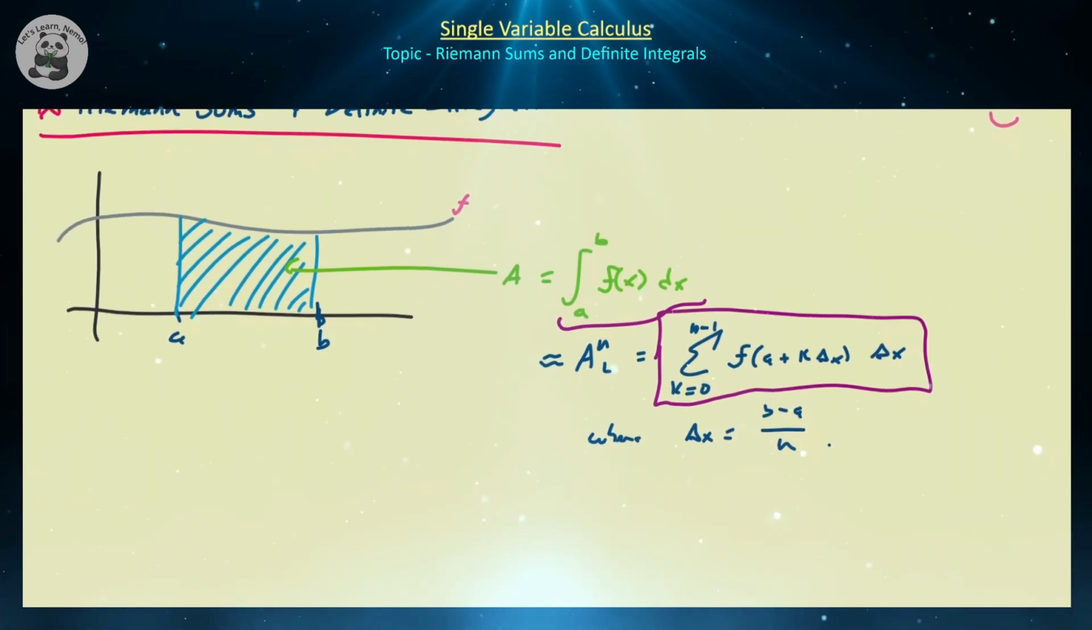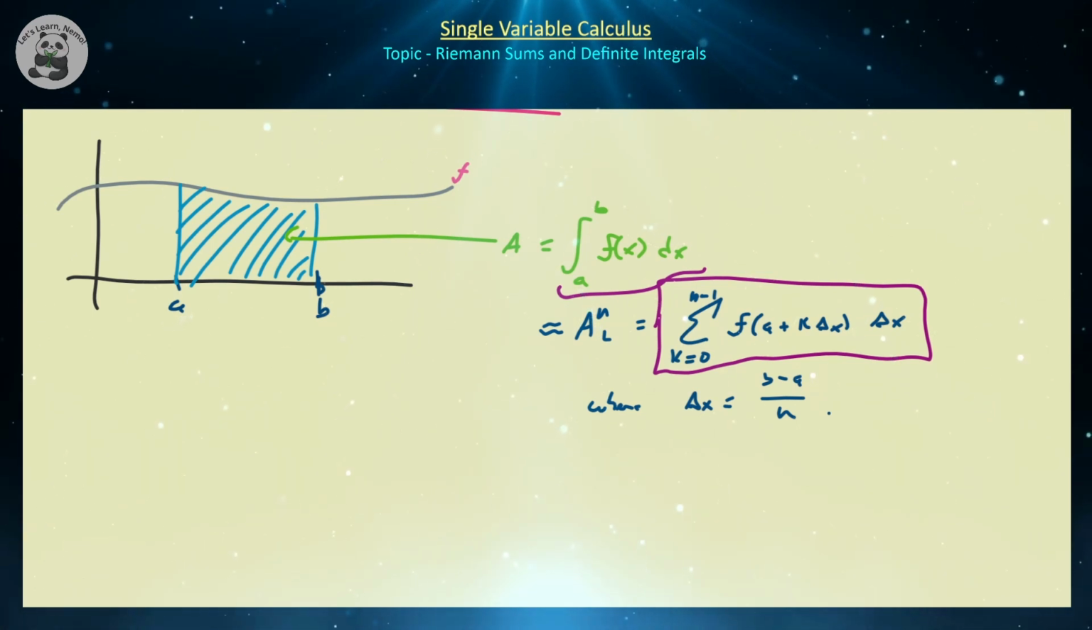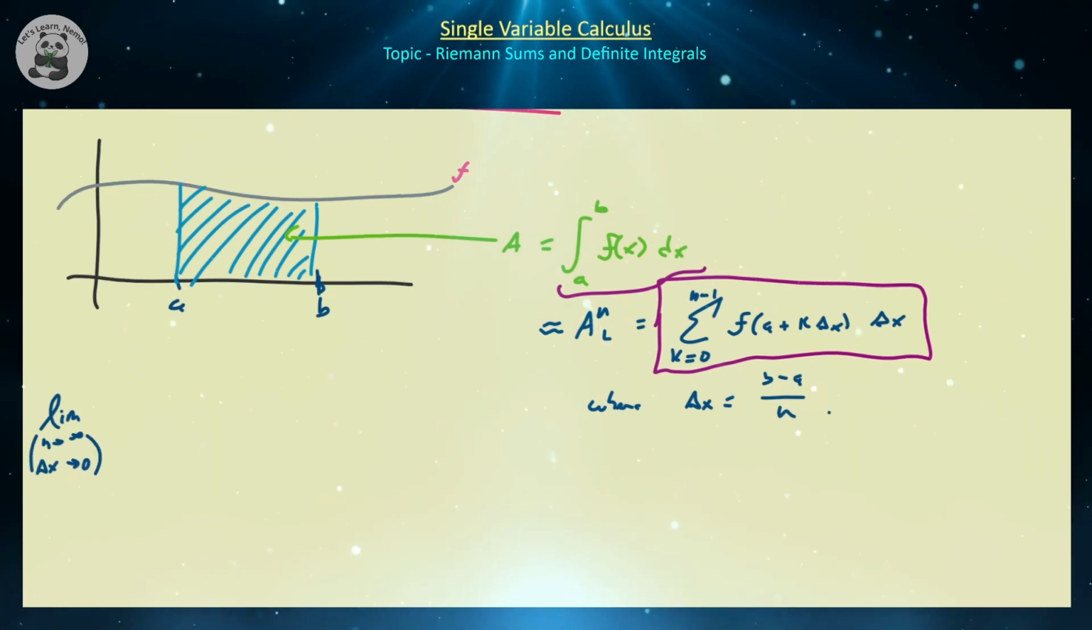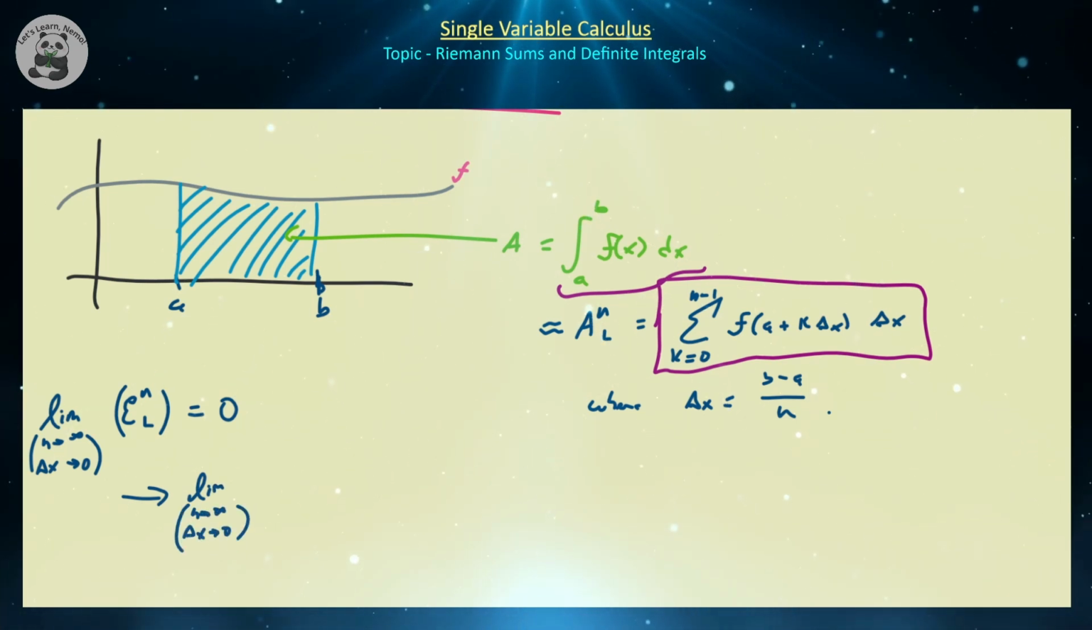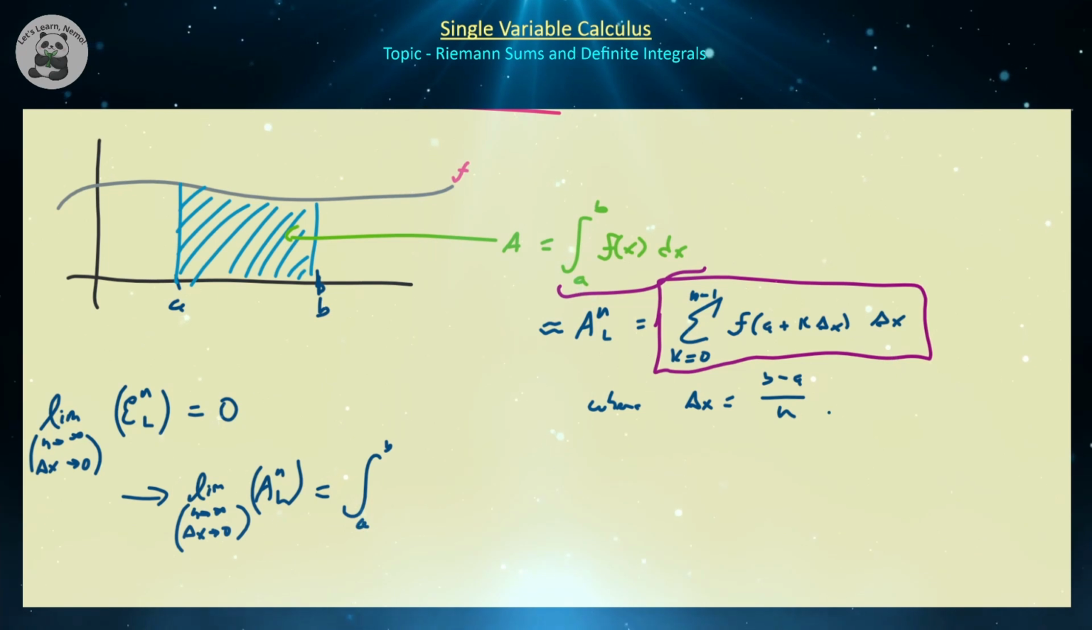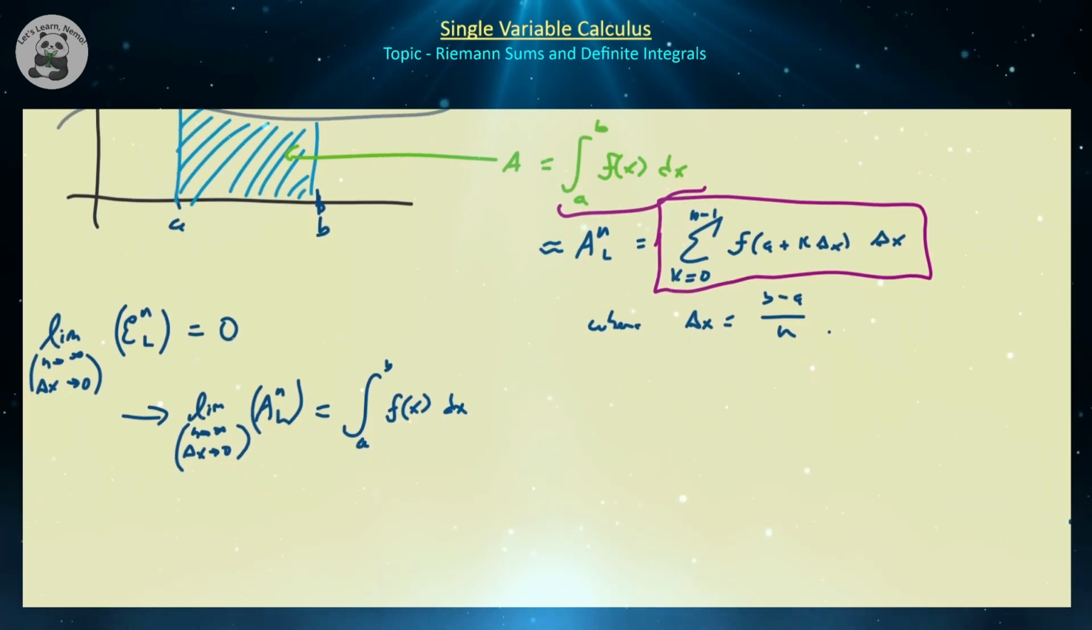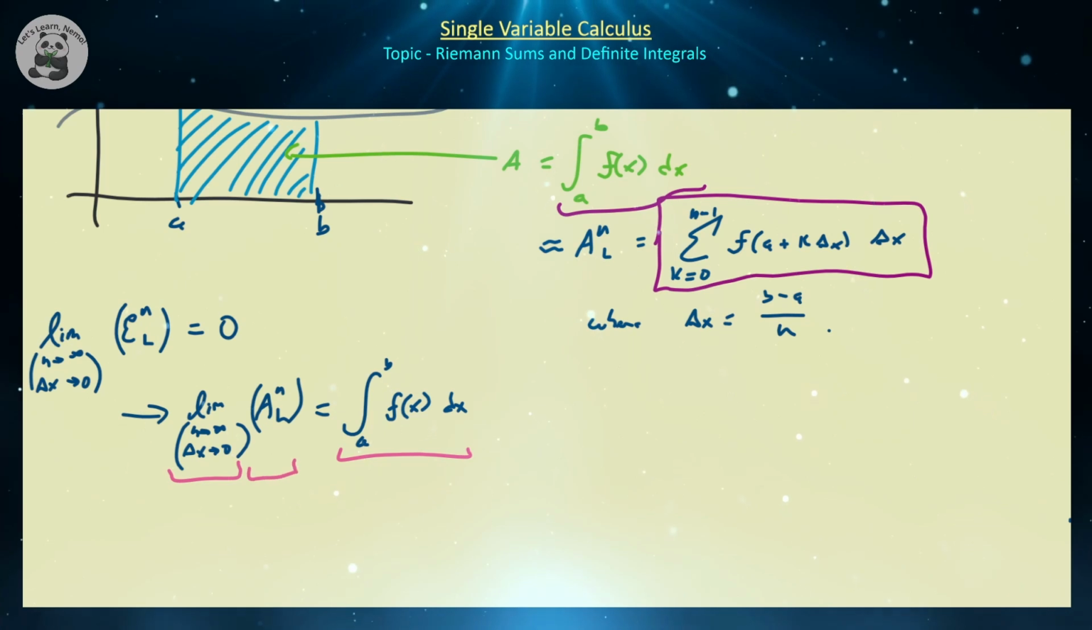If you remember something about this area approximation, then you should know that the limit as n goes to infinity, or equivalently delta x goes to 0, of the error term of the left-hand rectangle approximation is equal to 0. So if the error goes to 0 between the approximation and the exact area, then we can conclude that the limit as n goes to infinity, or equivalently as delta x goes to 0, of our area approximation is precisely equal to the exact area, the integral from a to b of f of x dx. Therefore, you can say that the integral is just a limit of a Riemann sum.